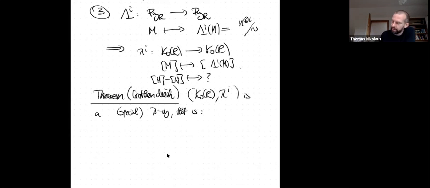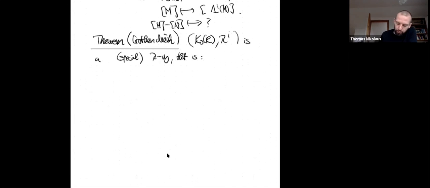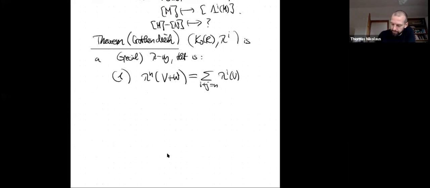But what does that mean? We have equations of the following sort. The lambda operations satisfy certain equations. The first equation is that lambda n of v plus w, and this is an equation for arbitrary elements in K0 R, is the sum, we're in an abelian group, over i plus j equals n of lambda i v times lambda j w. That's the first equation.